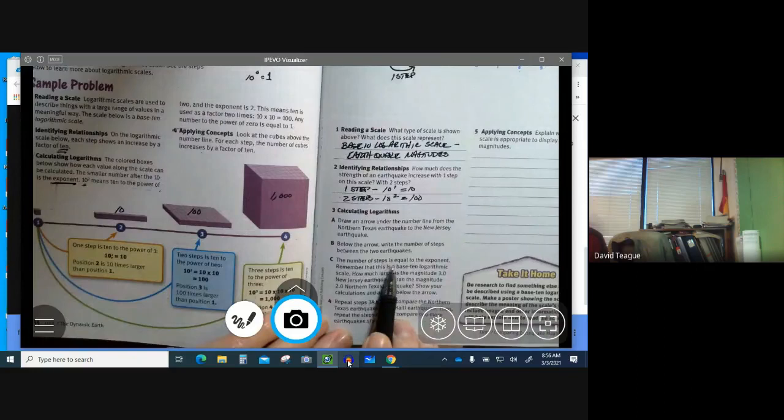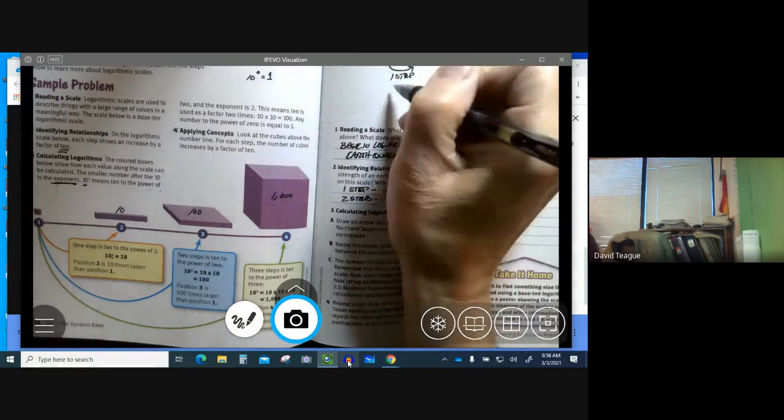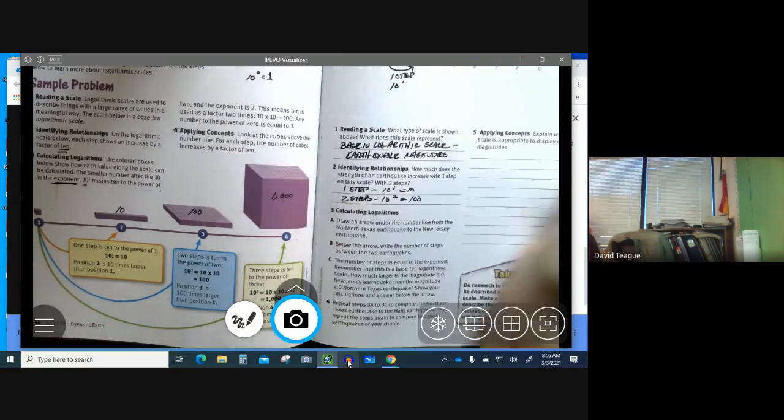The number of steps is equal to the exponent. Remember that this is a base 10 logarithmic scale. How much larger is the magnitude of 3.43a? Okay, so this is 1 step. So this is 10 to the first power.